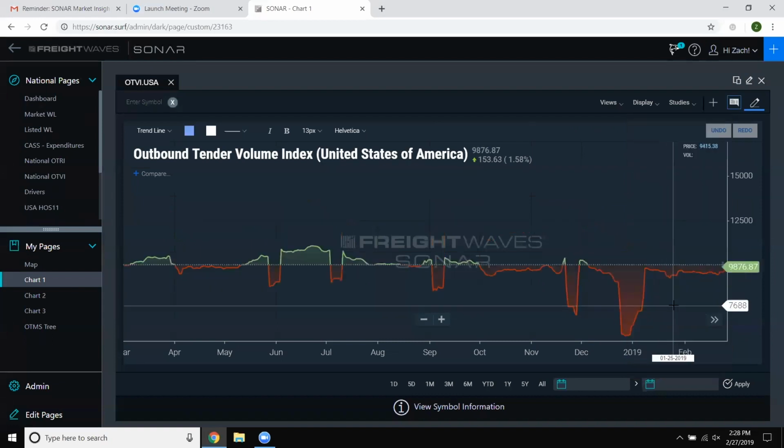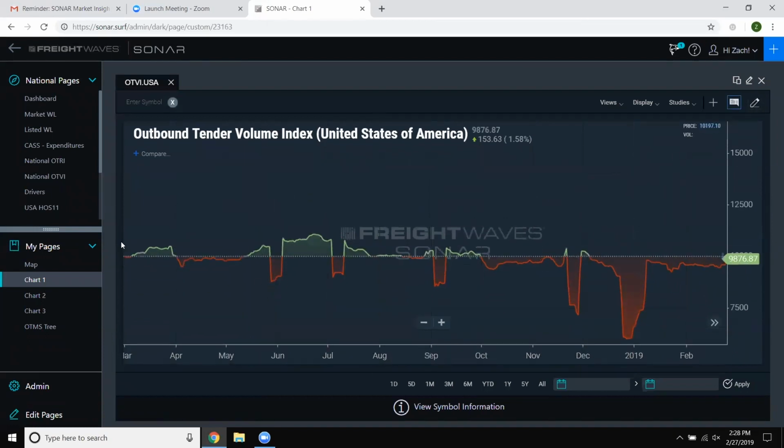Pull up a baseline to make this a little bit easier to see. So for those of you that don't know, this is our Outbound Tender Volume Index. It is an index based on March 1st value of 2018, and the base level is 10,000. So what that means is, for today, we're looking at about 1.24% lower volume today versus March 1st of 2018, which was considered to be a banner year.